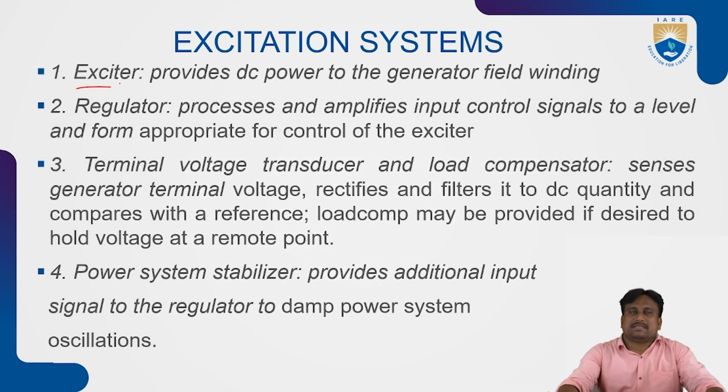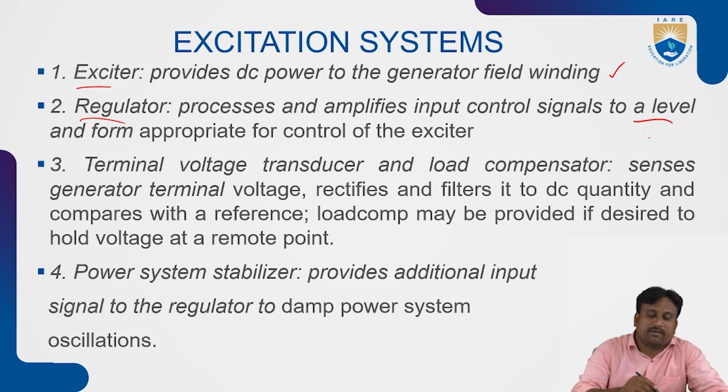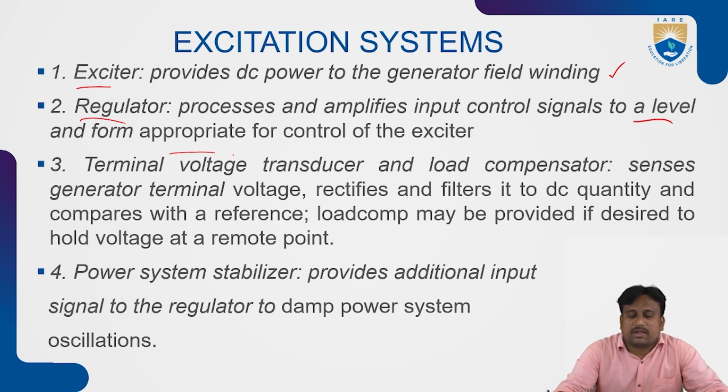Coming to the exciter, which will provide DC power to the generator field winding. Here the purpose of the exciter is to provide DC power to the generator field winding. Coming to the second one, the regulator processes and amplifies input control signals to a level and form appropriate for the control of the exciter.